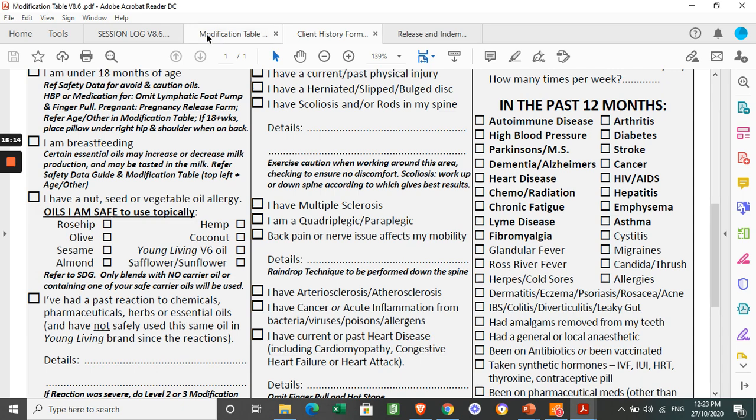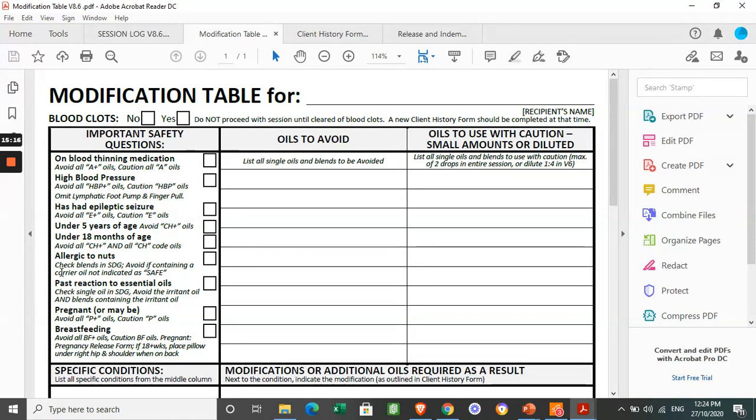All right. Now coming back to the modification table, here is our question: allergic to nuts. You would tick that because you, as the practitioner or massage therapist, are filling in this modification table for this client based on the information they've given you on the client history form. So you would tick allergic to nuts. You would check the blends in the safety data guide. So you might have perhaps thought someone's allergic to almond oil. They've let you know it's not a safe oil for them to use, and you think, oh, I'd love to use Ortho-Ease on this person, but it has almond oil in it.